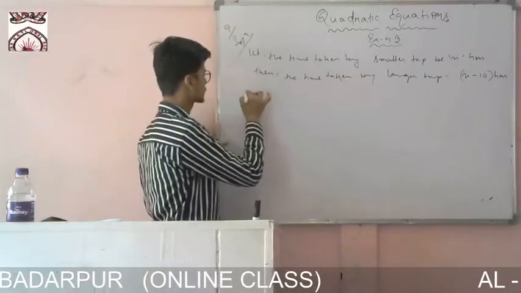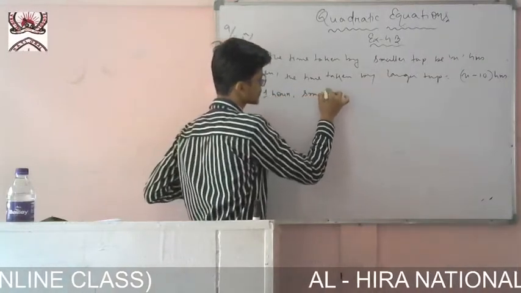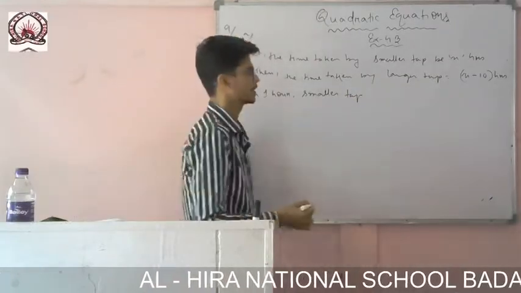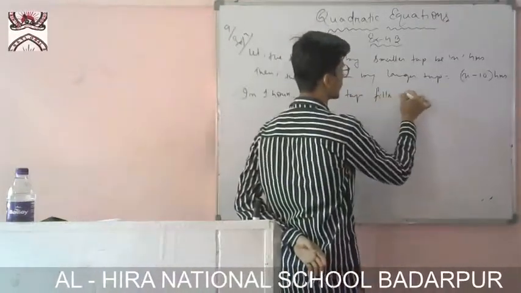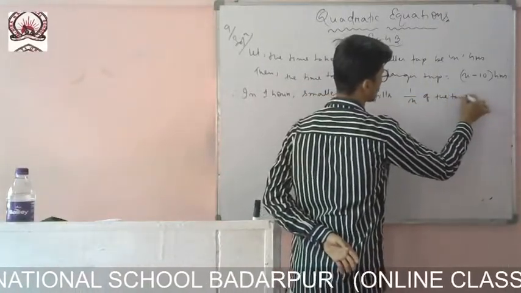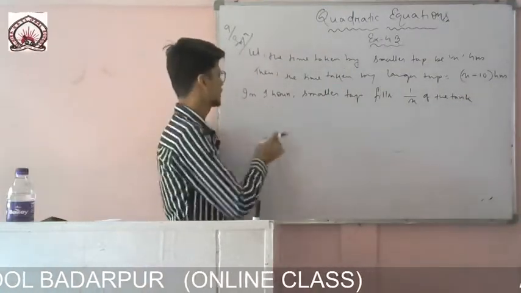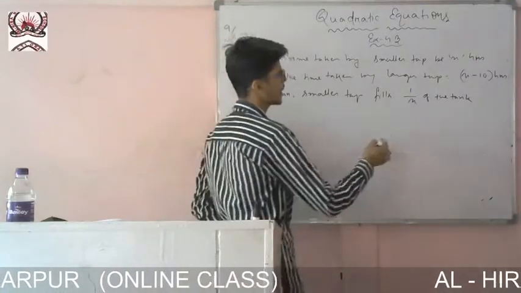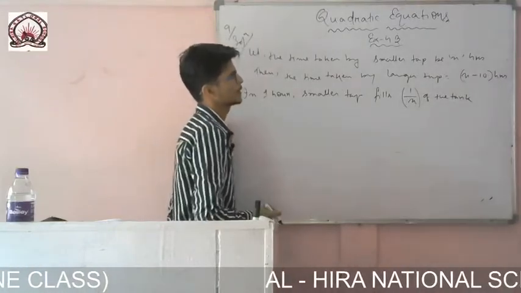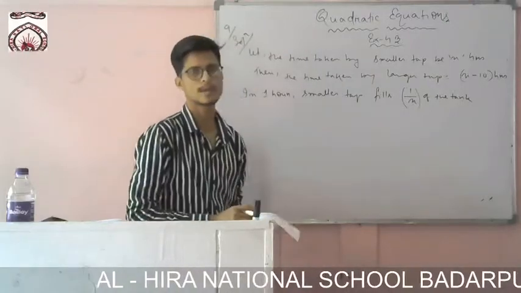Therefore in 1 hour, the smaller tap will fill how much? Smaller tap fills 1 by x of the tank. In 1 hour the smaller tap fills 1 by x of the tank. The total time taken is x hours, so 1 hour work will be 1 by x.